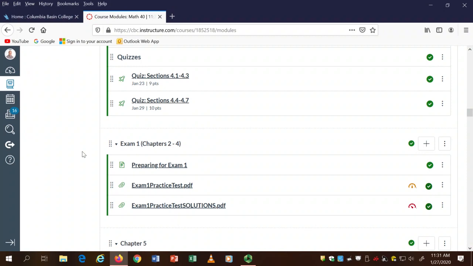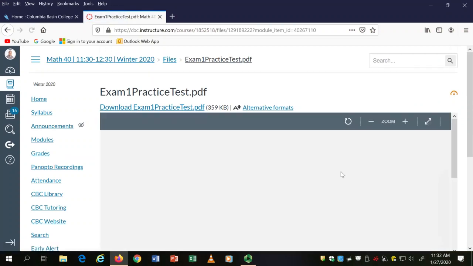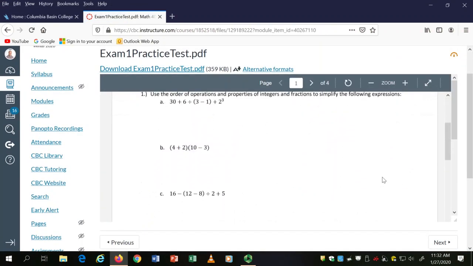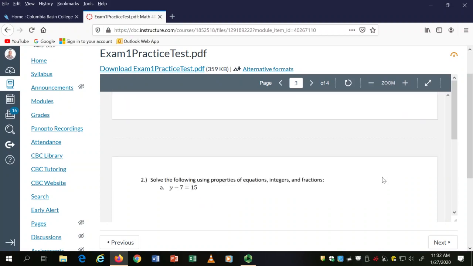I don't usually bring printed copies. Most of you probably won't even print out a copy anyway, but if you want to, you can. You want to take a look at that this week, because it's going to be similar to what the exam will be like, so there are no surprises. This is a little longer than an actual exam. It has lots of examples, I think about 4 pages.